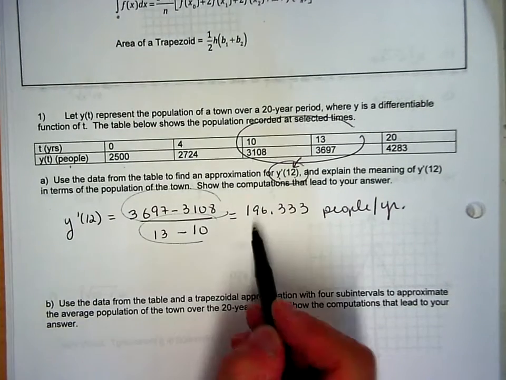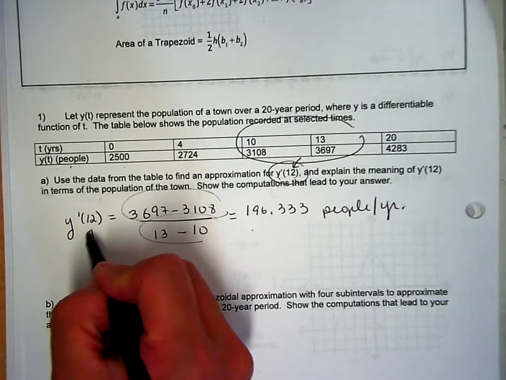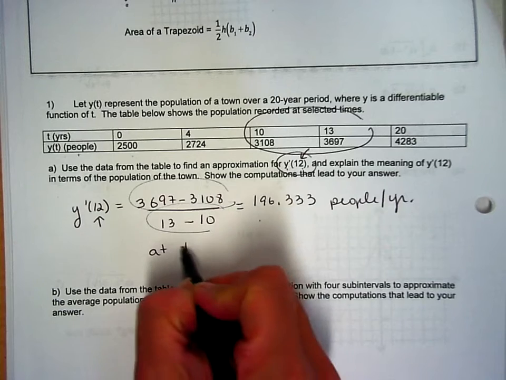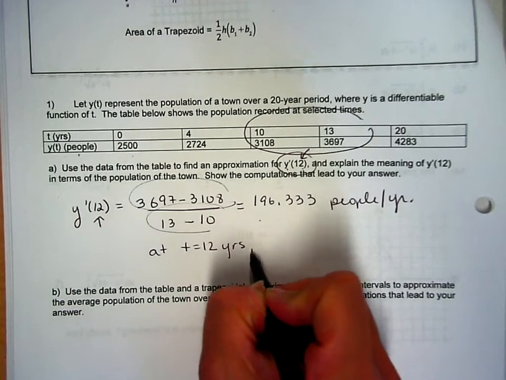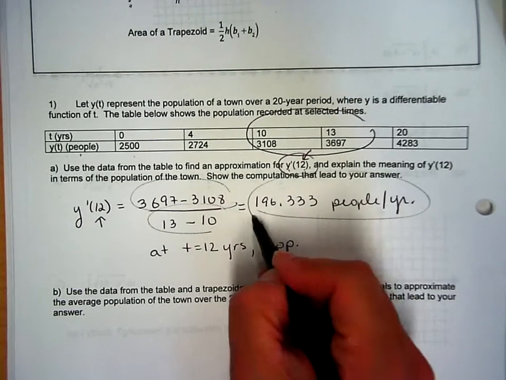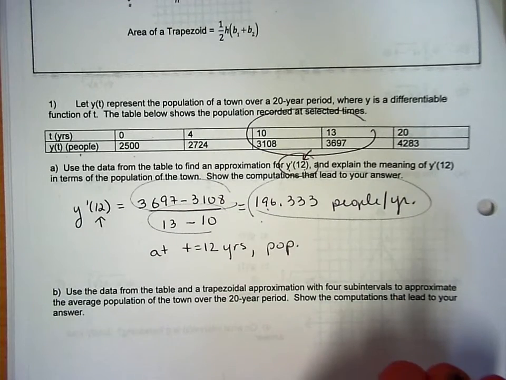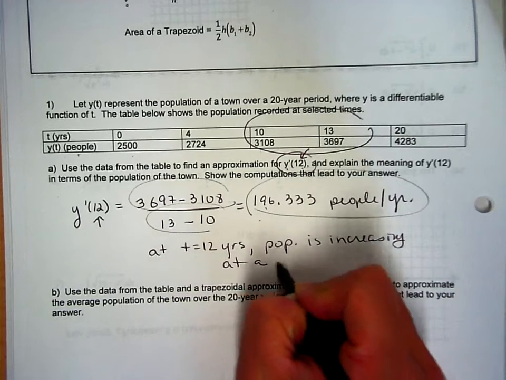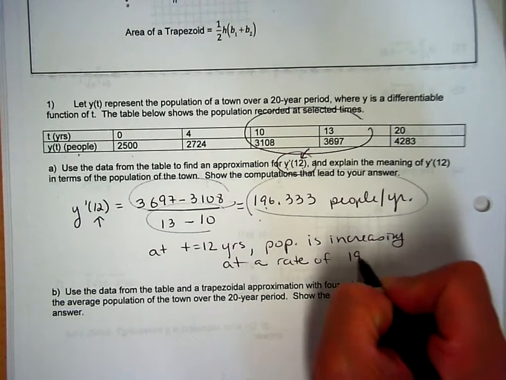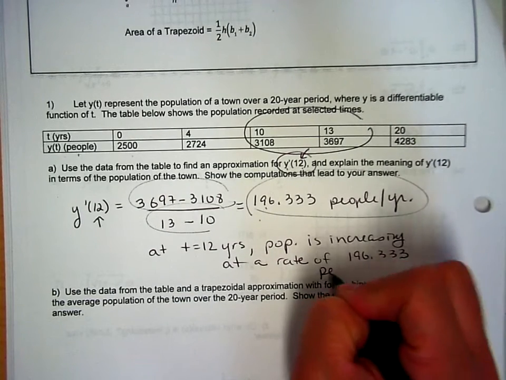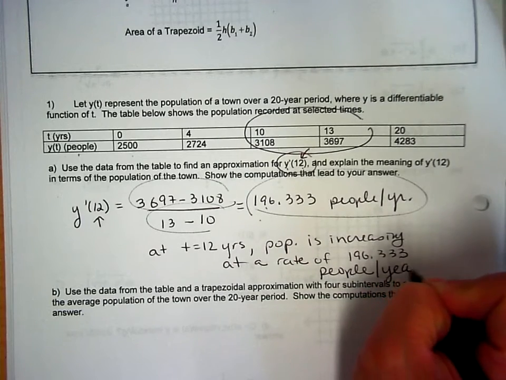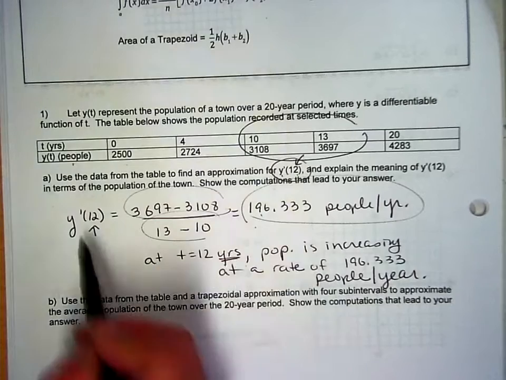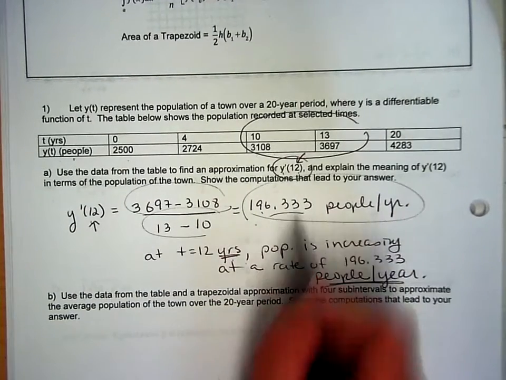So what this number represents is what's happening at t equals 12 years. So this is saying at 12 years, the population, this is a positive number, this is our slope, is increasing at a rate of 196.333 people per year. Okay, anytime they ask for explanations, you want to make sure that you have units in your explanation. So you need to put years with that number 12. This needs to go with that number.